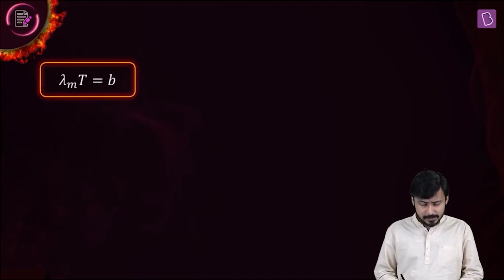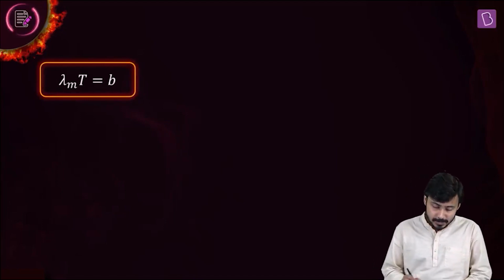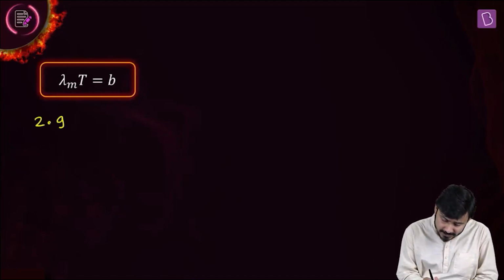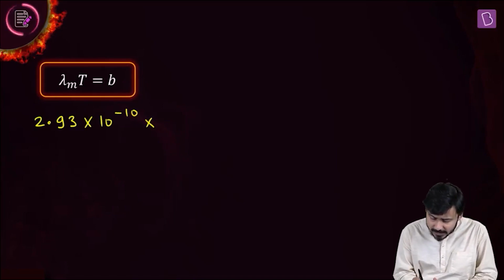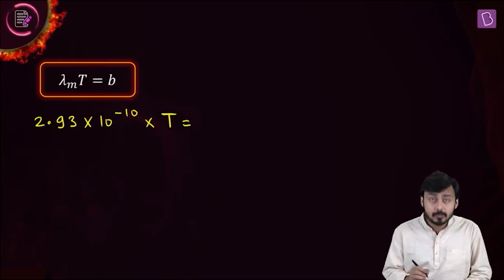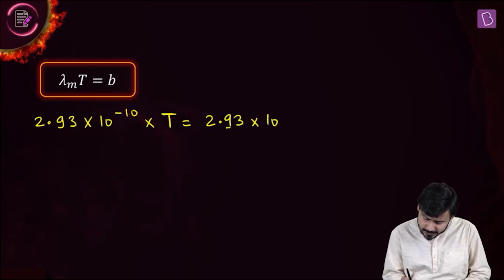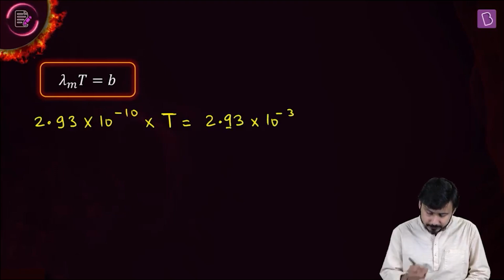You know, in Wien's law, you have studied that lambda m into T is equal to Wien's constant B, right? So lambda m, which is 2.93 into 10 raised to power minus 10 meter, into, let's say, the temperature, the order of temperature is T, must be equal to Wien's constant, which is 2.93 into 10 raised to power minus 3, right?